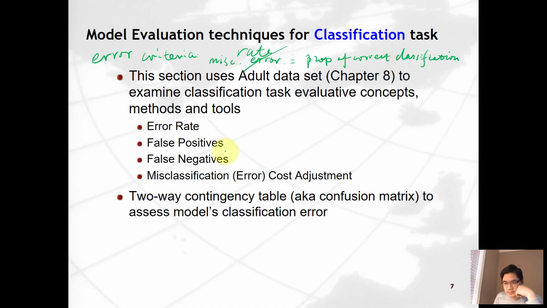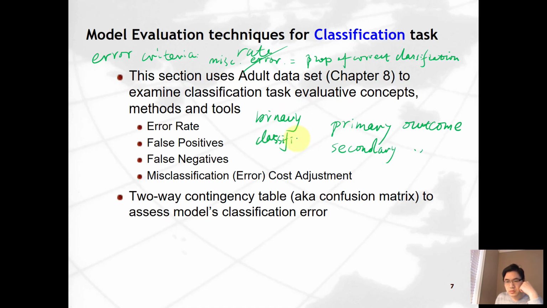Right? So in this case, there's a secondary outcome. In the case of binary classification, they are not of equal importance here. So that's why we introduced the 4 concepts.